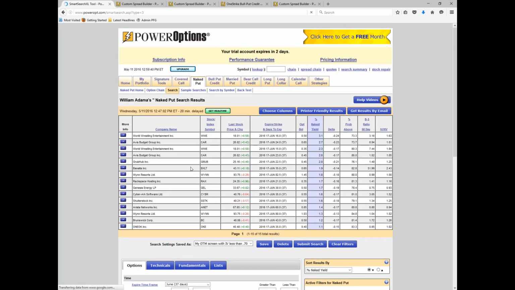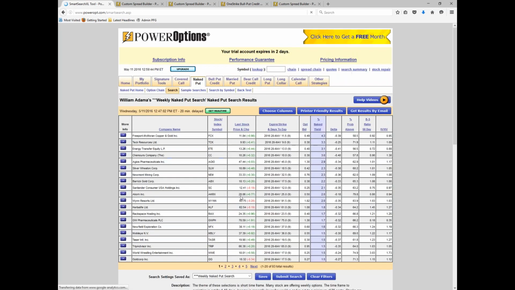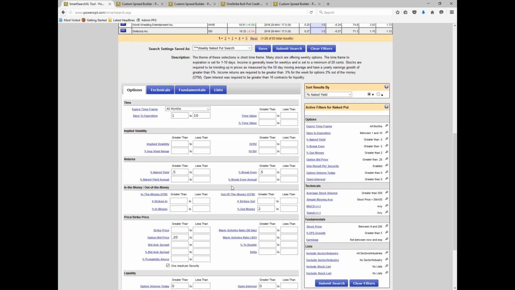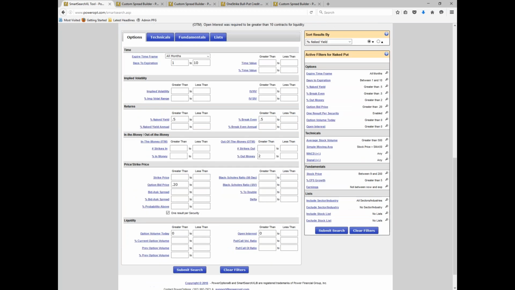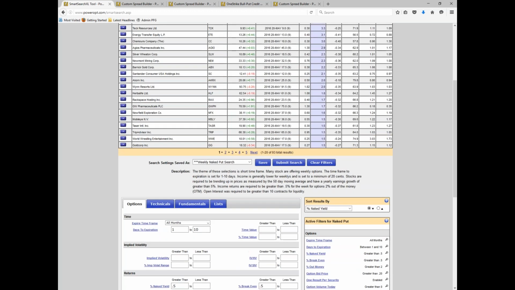You go into the search, start off with that default weekly naked put screen as a stepping stone to create your own personal search. And you'll see the similar criteria. Of course, we want stocks with good volume that have shown positive earnings growth, avoiding earnings between now and expiration, and stocks that are trading in an uptrend, because a covered call is essentially a parity trade to the naked put position. So we look for the same type of stock criteria and a very similar return as well.